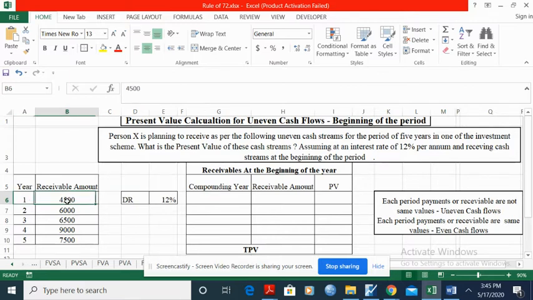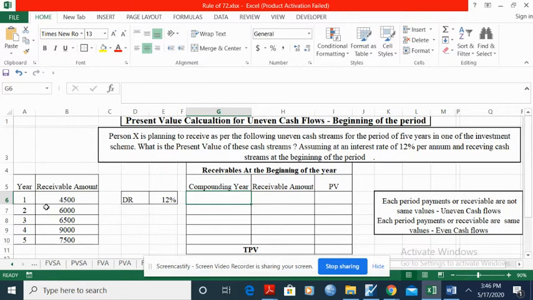He is receiving 4,500 rupees at the beginning of the first year, 6,000 rupees at the beginning of the second year, 6,500 rupees at the beginning of the third year, right? So all these cash inflows Mr. X is receiving at the beginning of each period. In that case, how will the compounding be different? The compounding will be different.